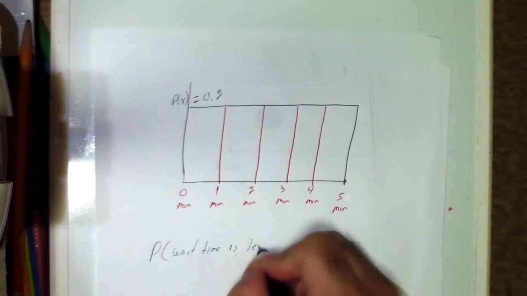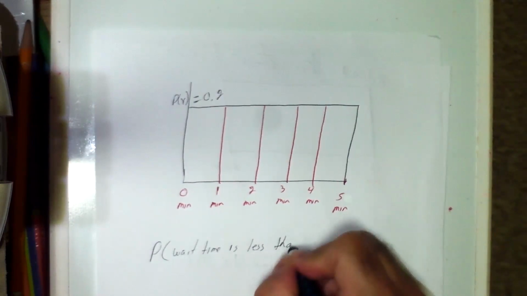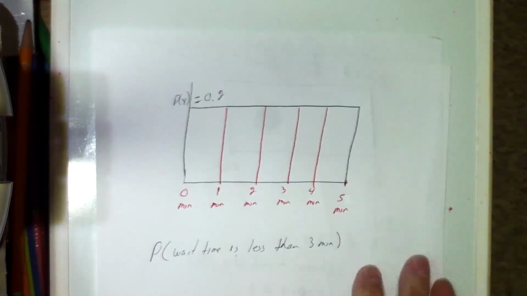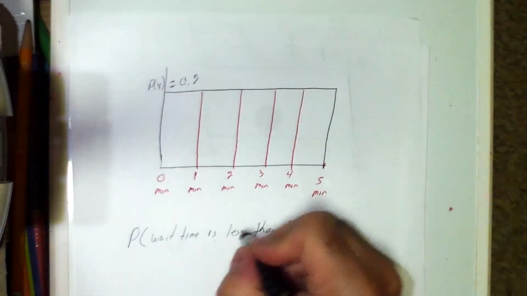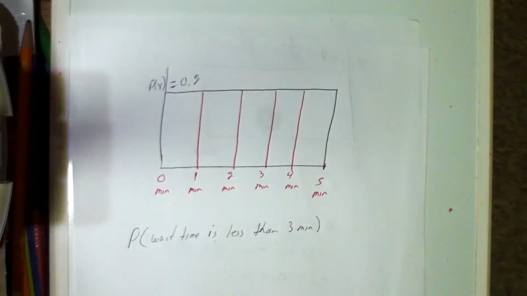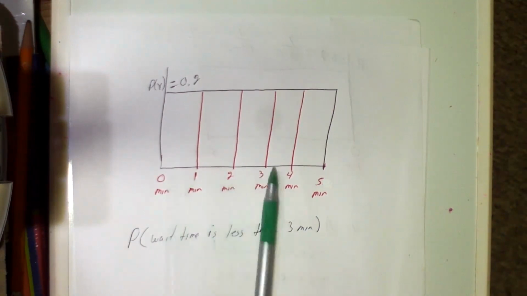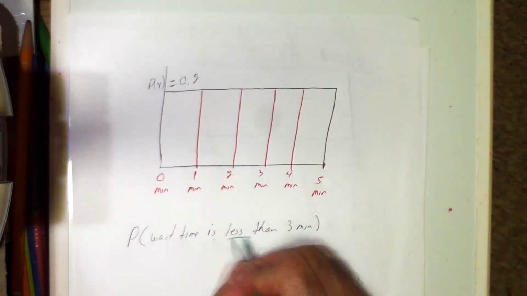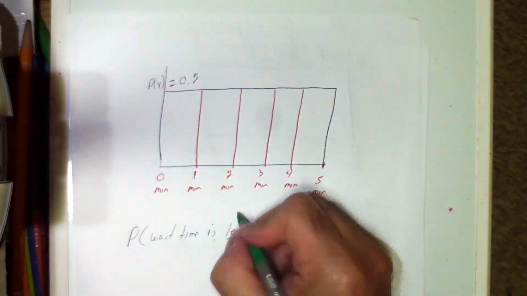All right, so suppose they ask you to find the probability that the wait time is less than 3 minutes. Okay, so less than 3 minutes. So you're going to go to your graph and you're going to shade the regions where it is less than 3. So do I shade to the left of 3 or do I shade to the right of 3? It says less than. That is correct. I'm going to shade to the left.